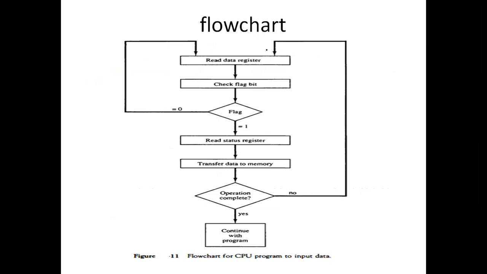Here, read the data register. The CPU reads the data register and checks the flag bit. If the flag bit is 1, it indicates the data is available. If the flag bit is 0, the data is not available. So check the flag bit. If it is 1, the data is available, so read the status register and transfer the data to memory. Here the operation is completed, and after that it disables the enable line and continues with another program.